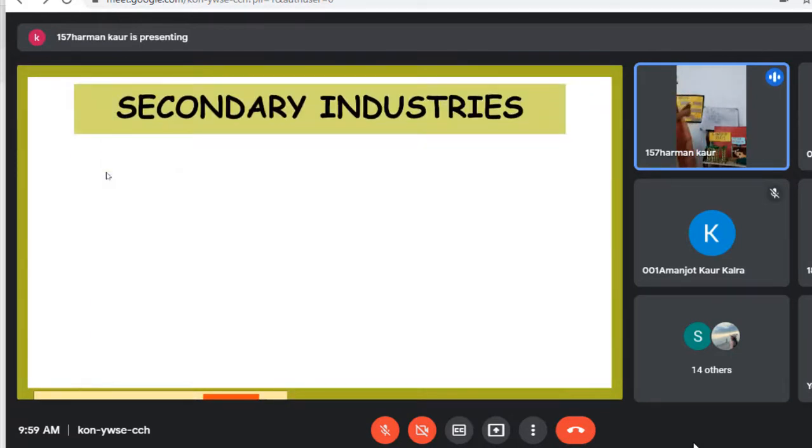Next main industry is secondary industries. These industries use material which is already extracted at primary stage. Whatever materials are grown or raw materials are produced at the primary stage, secondary industries use that material to convert it into useful goods which are directly consumed by the consumers.